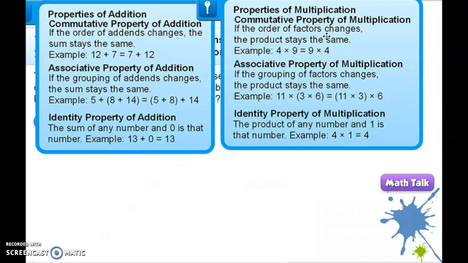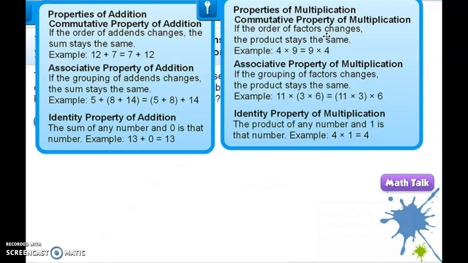Okay, same thing if you use the associative property of multiplication. 3 times 6 is 18, times 11. Anybody know what 18 times 11 is? 198. If I do it the other way, 11 times 3 is 33, times 6. Well, what's 30 times 6? 180. Plus 3 times 6? 18. And 180 plus 18 is 198.